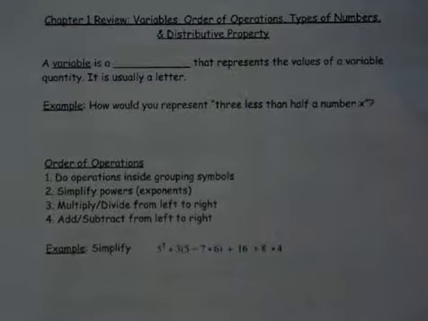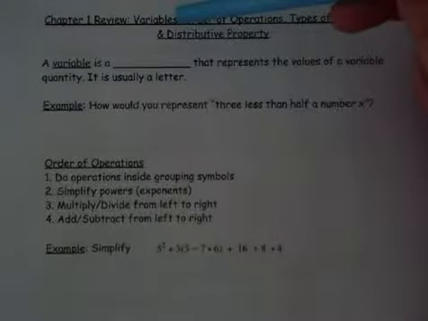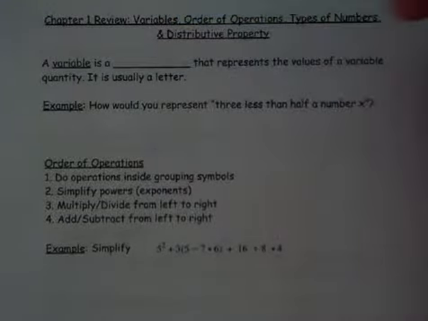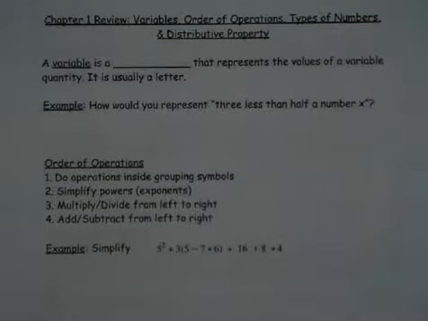Today we're going to talk about four things. The first is variables and how to use them to write expressions. The second is order of operations and how to apply them to simplify expressions and/or equations. Third would be types of numbers. Those are rational and irrational real numbers. And then the last will be the distributive property.